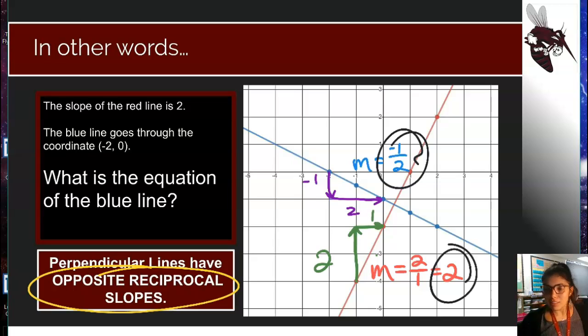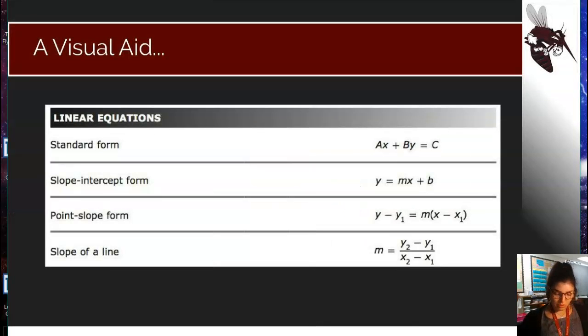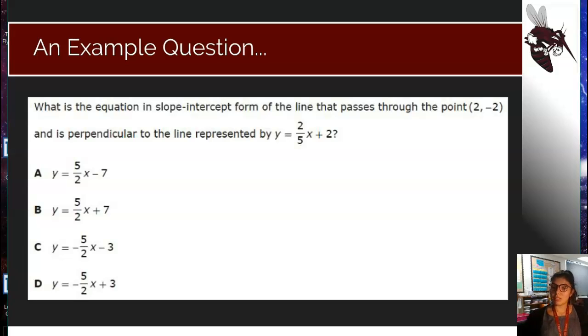Other than that, it sounds exactly like the parallel TEAC. We're going to be given an equation that we want a perpendicular slope to and a point that we want our line to go through. We're still going to use these linear equations here, point slope and slope intercept form. But you might have an equation that reads like this.